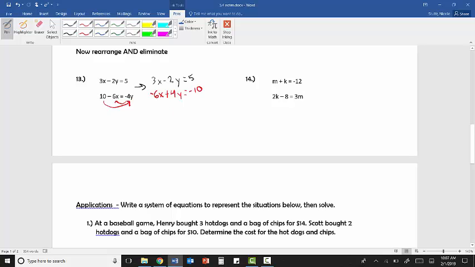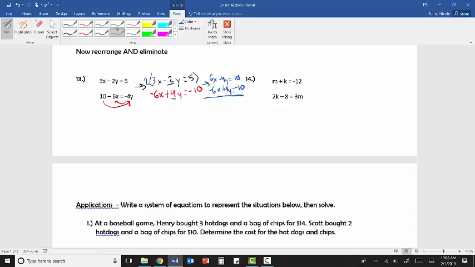So that's the first thing. You want to make sure you rearrange them correctly. And then it doesn't matter if you pick x or y. I'm going to pick y's. So between 2 and 4, I can just multiply the top row by 2. And that will change this into 4, so I'll have matching coefficients. So I'll have a 6x, a negative 4y, and a 10. And then down below, I have negative 6x, positive 4y, and negative 10.